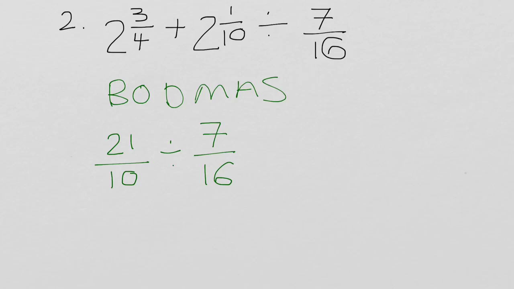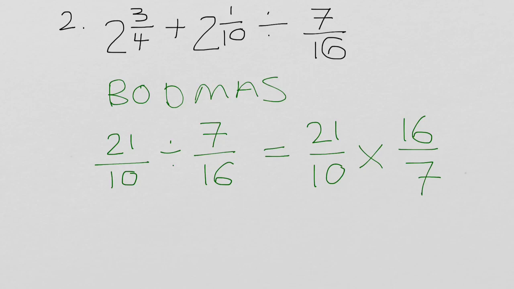So remember, when you're dividing, you can change it to a multiplication, 21 over 10, by flipping the second fraction, and then just multiplying 21 times 16, and then 10 times 7. Once you've got that answer, do not forget to then add your 2 3/4 at the end.